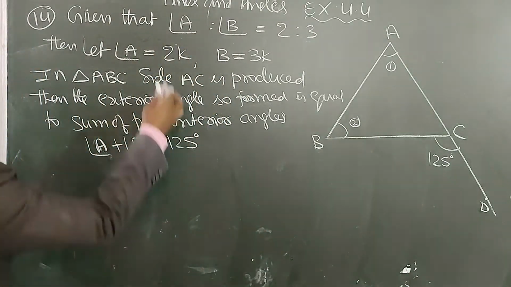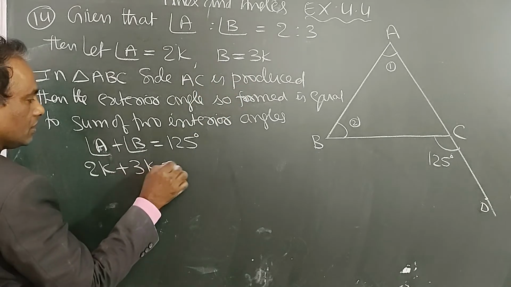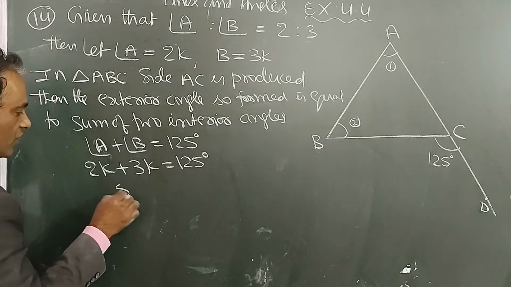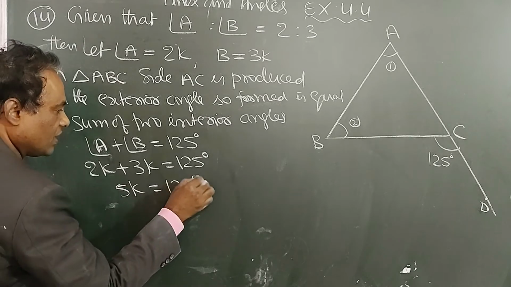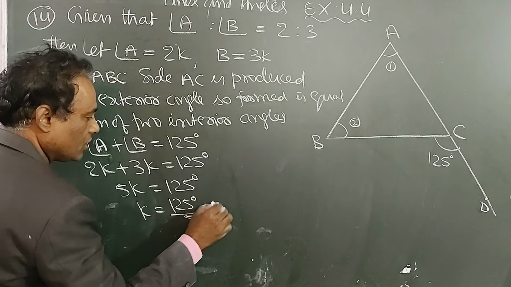So what is A? 2K. B is 3K. 2K plus 3K is equal to 125, so 5K is equal to 125. K is equal to 125 by 5, which is 25.